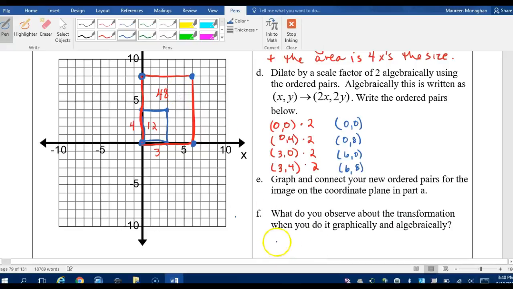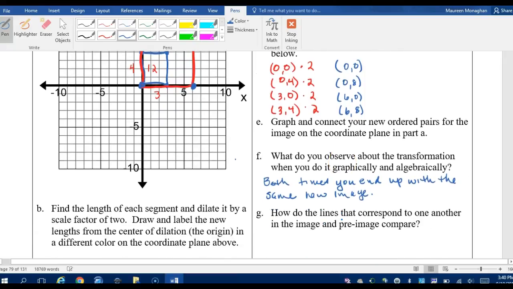Does it matter? No. Both times you end up with the same image. Remember, the image is what you end up with. Same new image.